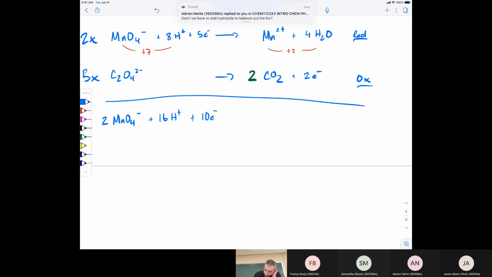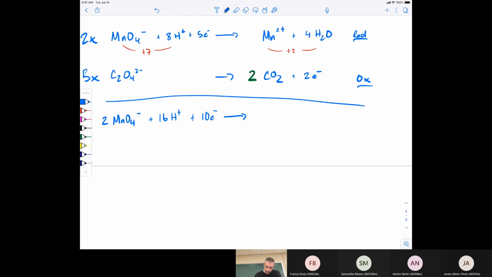Adrian says, don't we have to add hydroxide to balance out the H plus? And the answer is absolutely yes. I find it easiest to do that as the very last step. You could have done it earlier, but you could also wait to the very end. You do what you prefer.